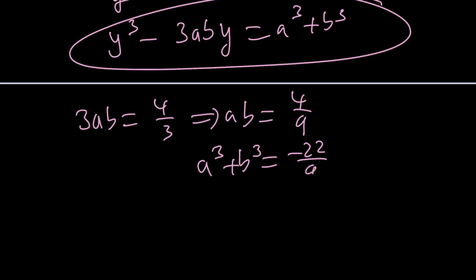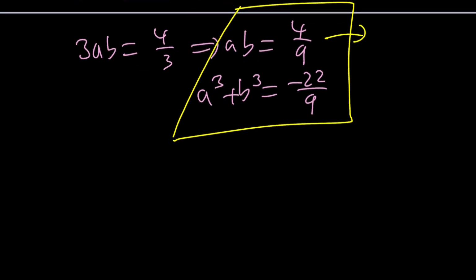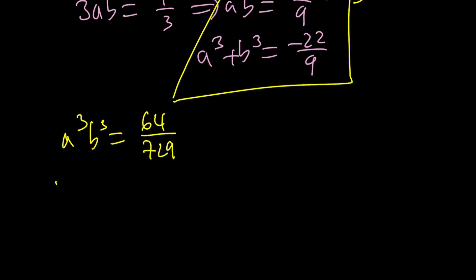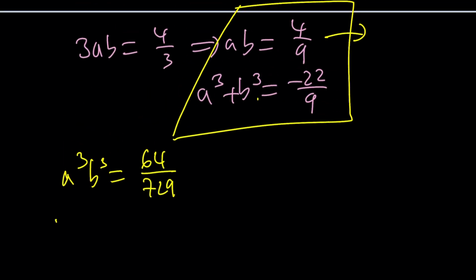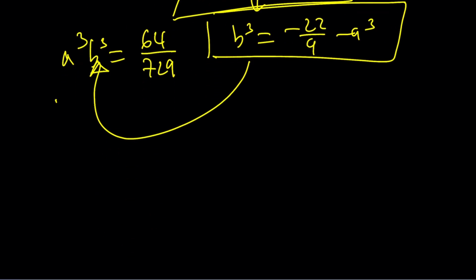Now this is our system, and guess what? This is quadratic, not cubic, because if you cube both sides here, you get a cubed b cubed equals 64/729. Is that the cube of 9? I believe so. And then a cubed plus b cubed is there. So what we can do is isolate b cubed from here and write it as negative 22/9 minus a cubed. And then this can be substituted here. Ta-da, a lot of substitution. Isn't that fun? So a cubed and b cubed equals this.